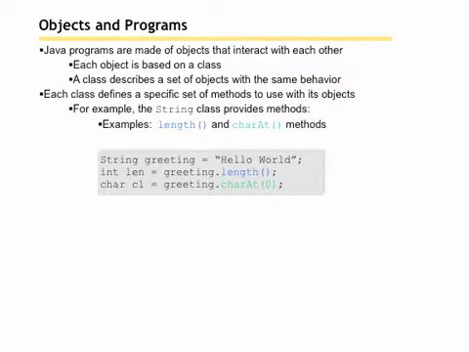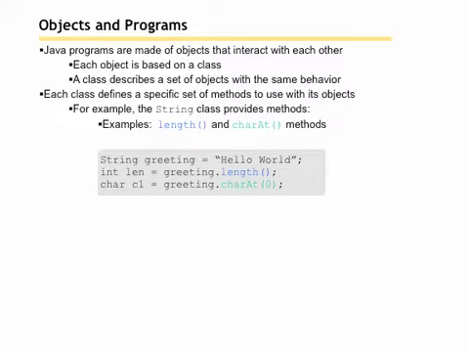Java programs are made of objects that interact with one another, and each object is based on a class. So you may recall or have observed so far that all code in a Java program goes in a class. We'll see an exception in the next chapter, but heretofore, all of our code, and 99.9% of our code in the future, will go in a class in Java. A class describes a set of objects with the same behavior. So each class can have attributes and behavior: settings or characteristics, and actions, behavior, methods that act on that data. So each class has a specific set of methods to use with its objects.